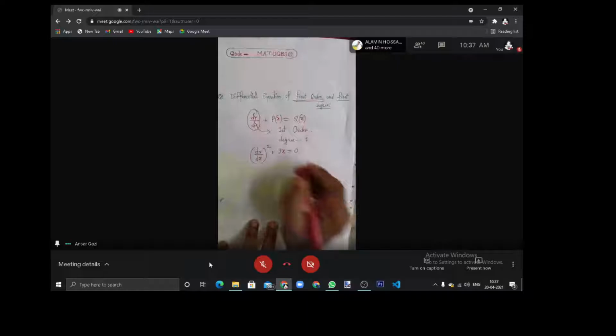Okay. Next, this is another differential equation: d2y/dx2 plus (dy/dx) whole power cube, this whole power square, plus 3x4 equal to 0.